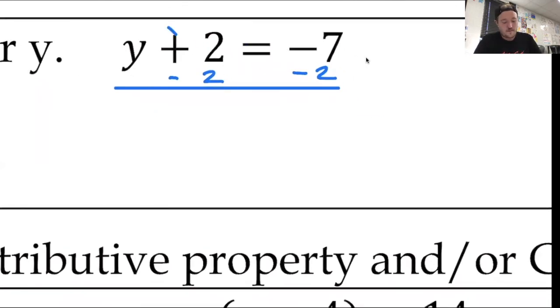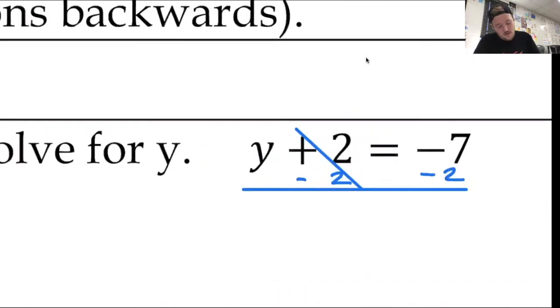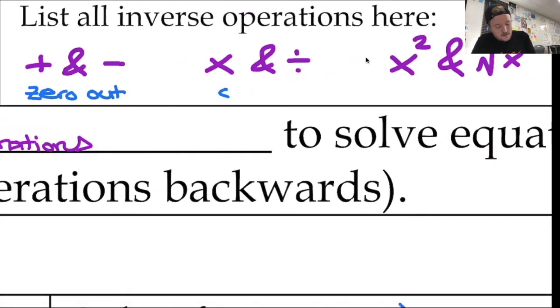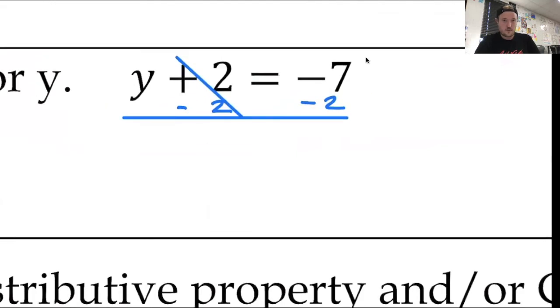Here, the 2 and negative 2 do not cancel. These zero out. A little thing to note: if it's addition and subtraction, these values zero out, they make a 0 pair, whereas with multiplication and division, these simplify. So please be aware of the terminology, because if you say cancel out, I will probably start crying.